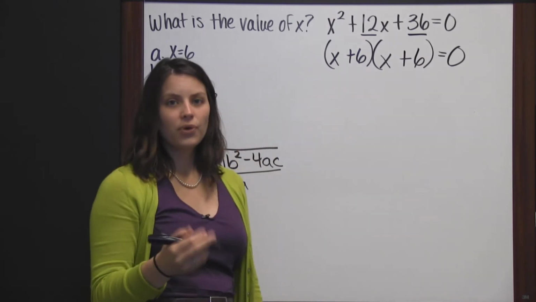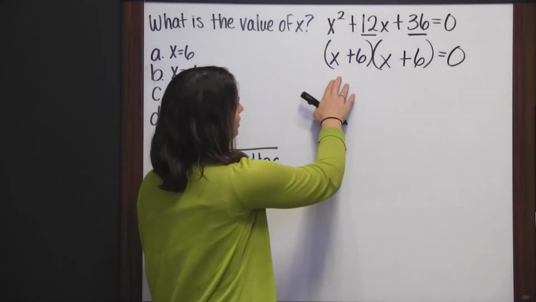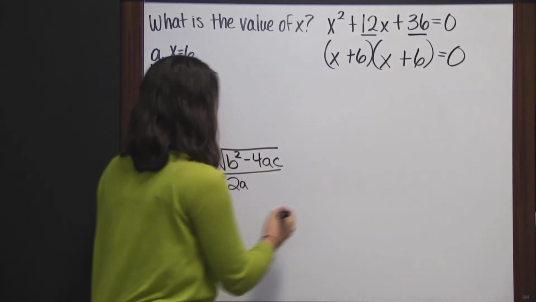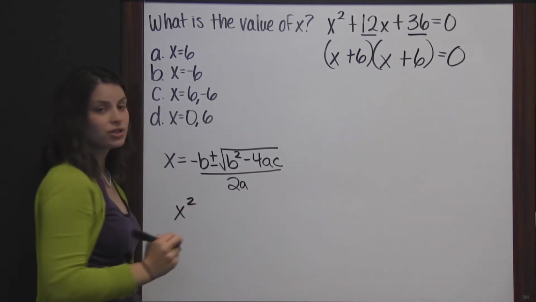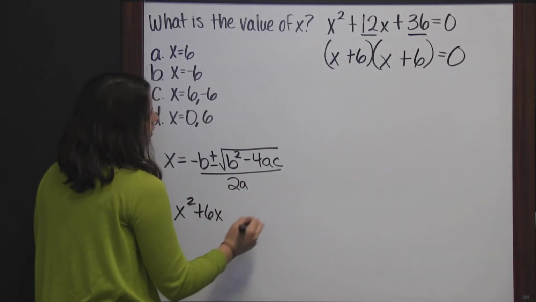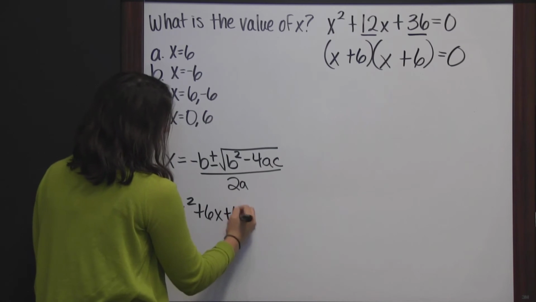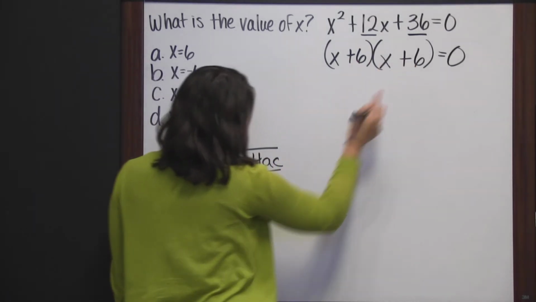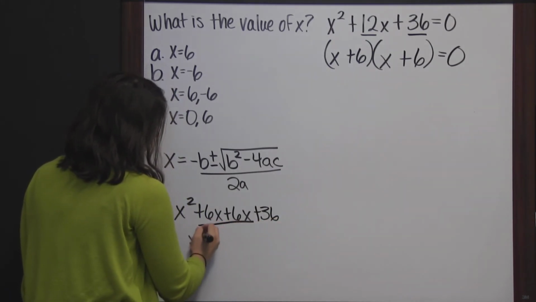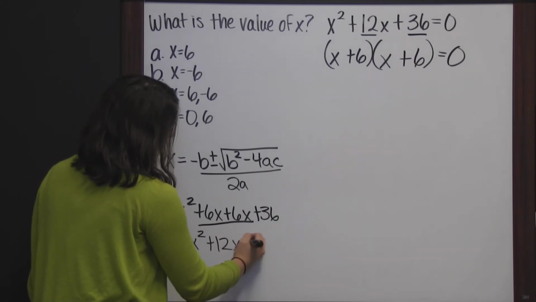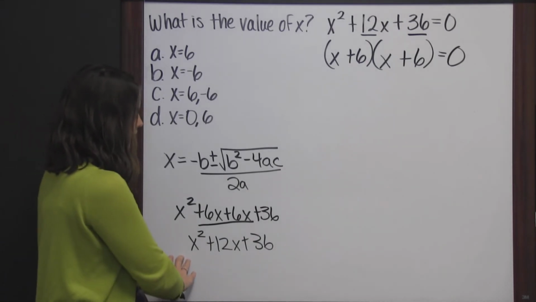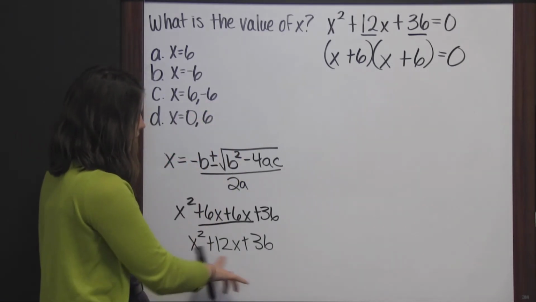And you can always FOIL what you factored to check and see if it is in fact correct. So you could multiply x times x, and that's x squared. That's your first terms. Outer, x times 6, 6x. Inner, 6 times x, 6x. And last, 6 times 6, 36. Then you combine like terms, x squared plus 12x plus 36. And we can see that we did factor correctly, because whenever I FOILed my binomials back out, I got what I started with.